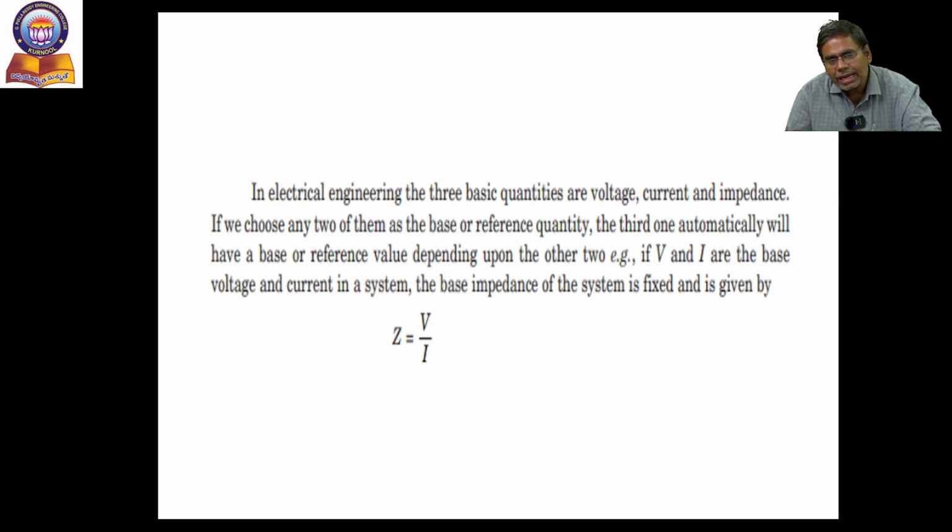In electrical engineering, the three basic quantities are voltage, current and impedance. Among these three quantities, if any two are taken as a reference, the third one is automatically the base or reference in relation to the other two. Voltage and current are the basic quantities of the system, and impedance is automatically the base quantity in relation between voltage and current. Z is equal to V by I.